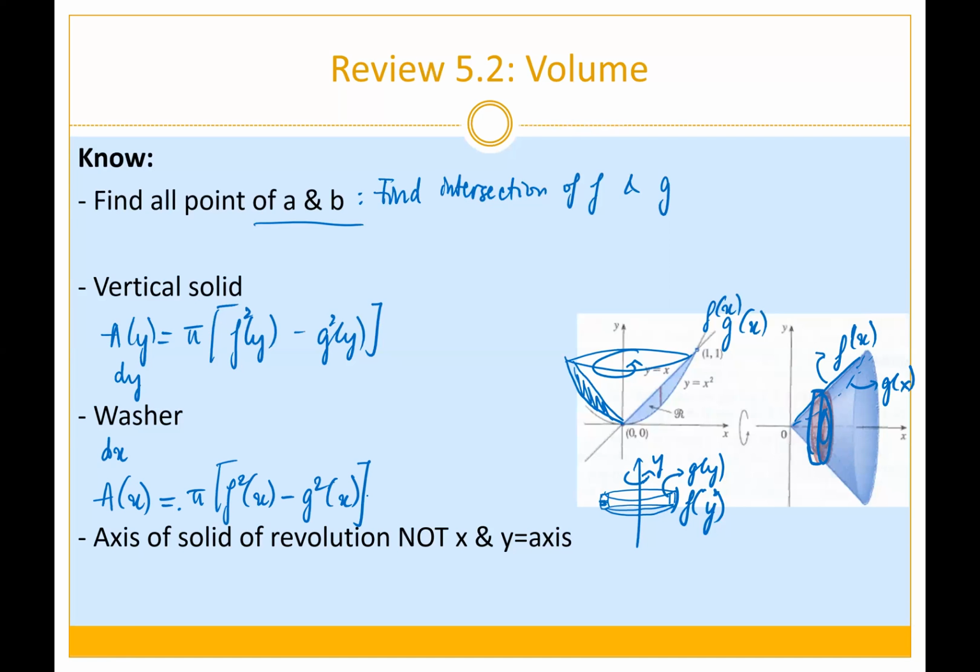So that's the washer, that's the component that you're going to be using. Axis of revolution, not x and y axis. In this case, what you have to be careful about is the thickness, based on what the thickness is and what axis it rotates by. But the radius term is not just going to be as easy as f(x) and g(x).